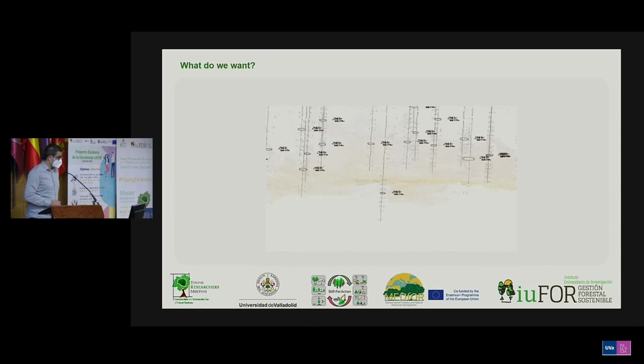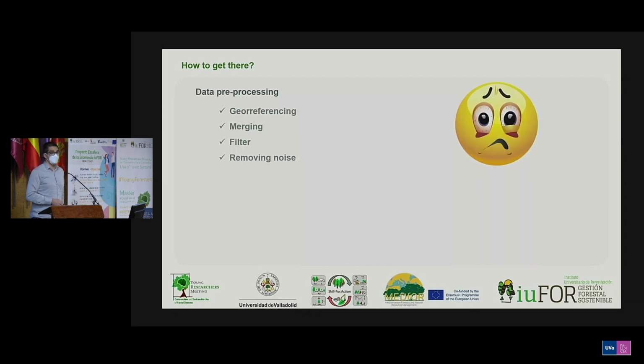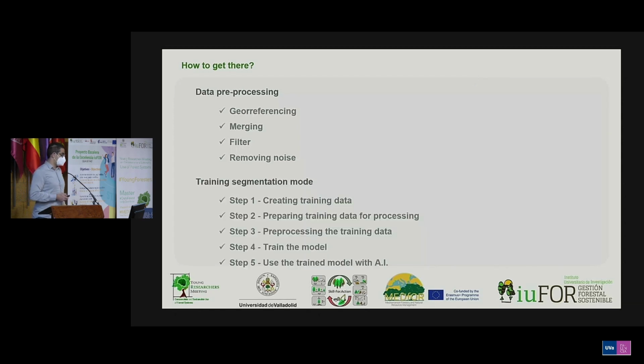But how to get this data? How can we go from a mess of points to something usable that we can use to improve the forest sector? First of all, collect the data, georeference the data, merge point clouds, filter some data, remove noise. It's not easy, but it's not done yet. We just pre-process the data, just make it a little bit better.